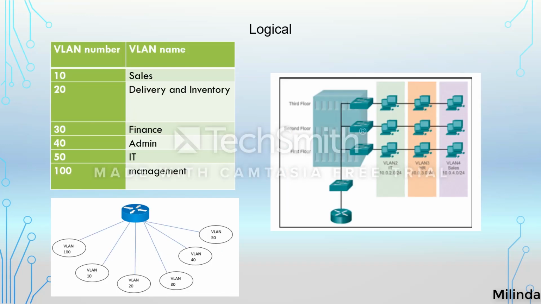So in our logical layout, we have split it in terms of VLANs. Basically, there are 6 VLANs in our network, one for each department: 10 for sales, 20 for delivering inventory, 30 for finance, 40 for admin, 50 for IT, and 100 for management. The below diagram will show the router connected in terms of VLANs, where each VLAN is connected to a physical subinterface of the router.